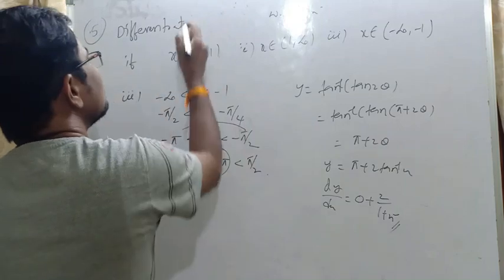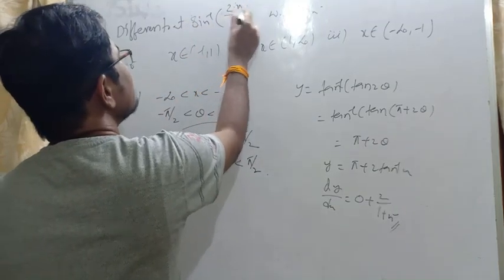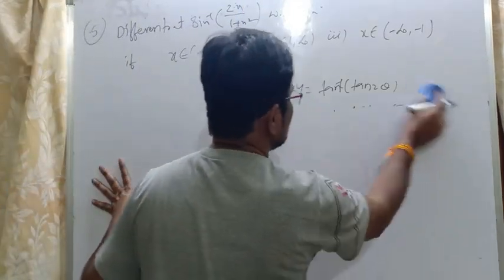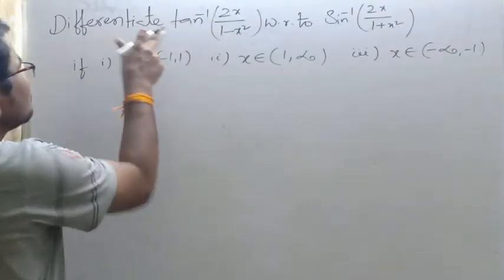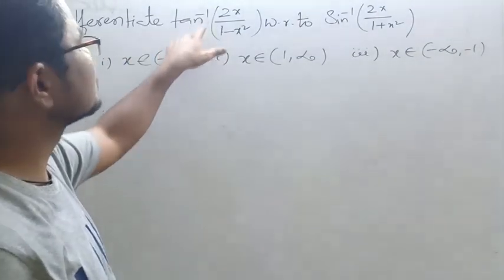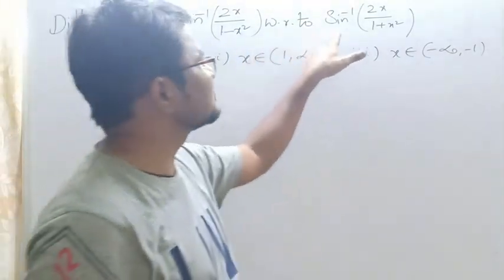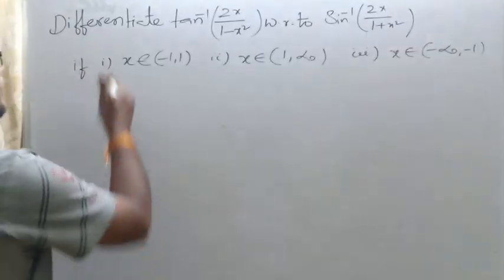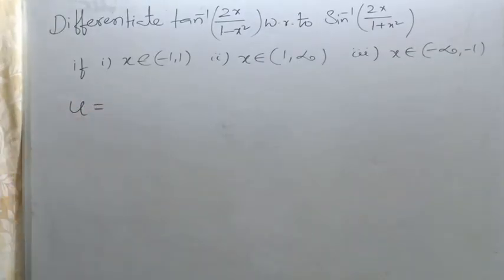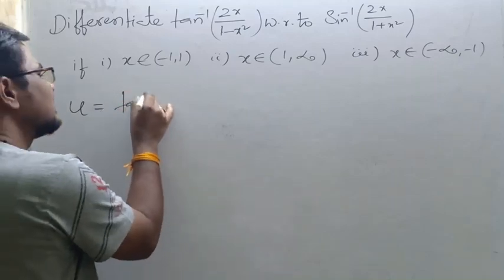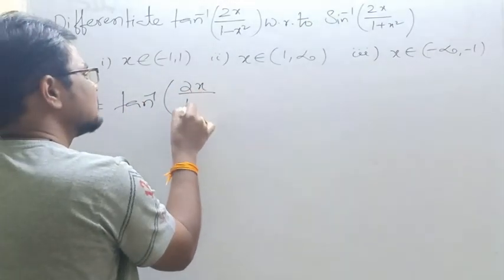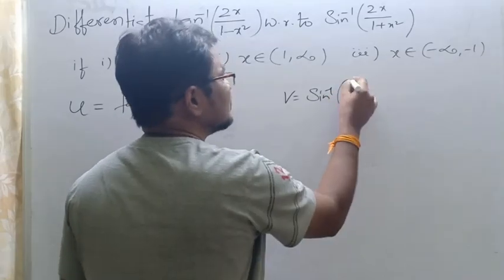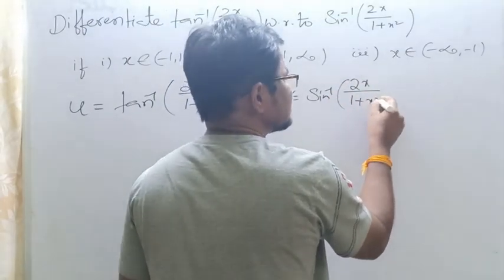If you take sine inverse of 2x by 1 plus x square, for the same condition, what is the answer you have to identify. Here see one problem. Differentiate tan inverse of 2x by 1 minus x square with respect to sine inverse of 2x by 1 plus x square in these three conditions. Now here for that what I will take, first one, u equal to tan inverse of 2x by 1 minus x square, and v equal to sine inverse of 2x by 1 plus x square, right?